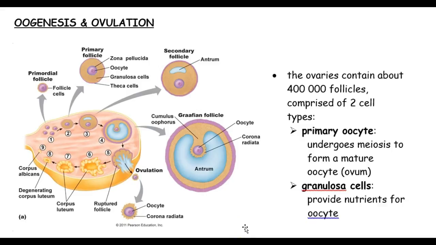Okay, so here's the information you need. Ovaries are going to contain 400,000 follicles. They're going to be immature, and they're going to mature. One is going to mature each month and be released by the ovary.